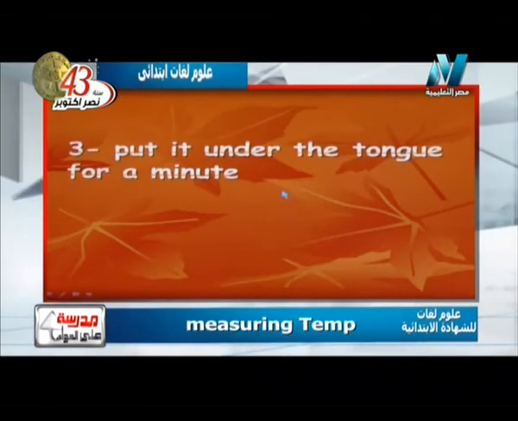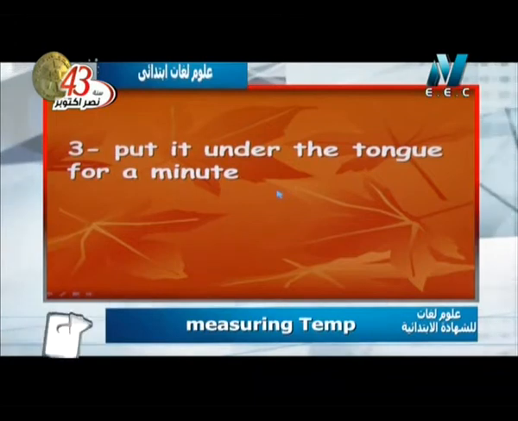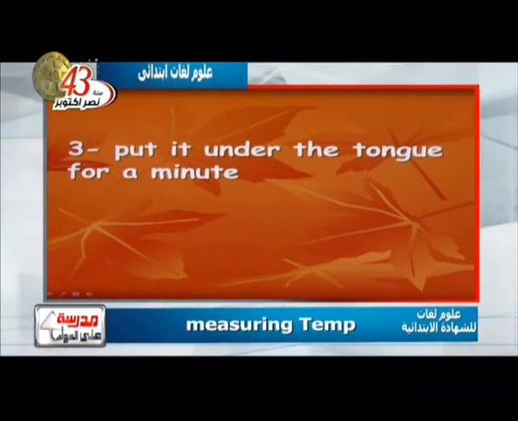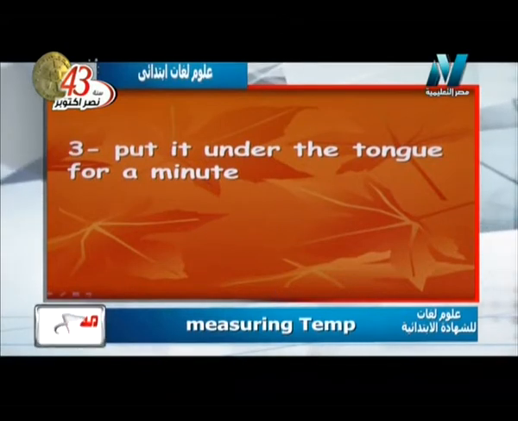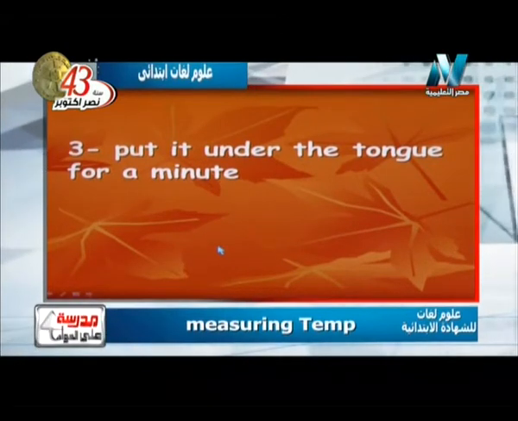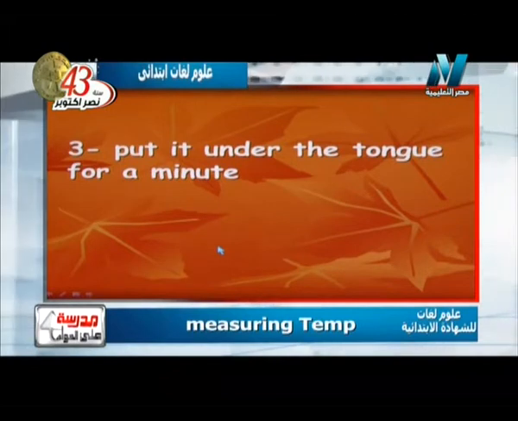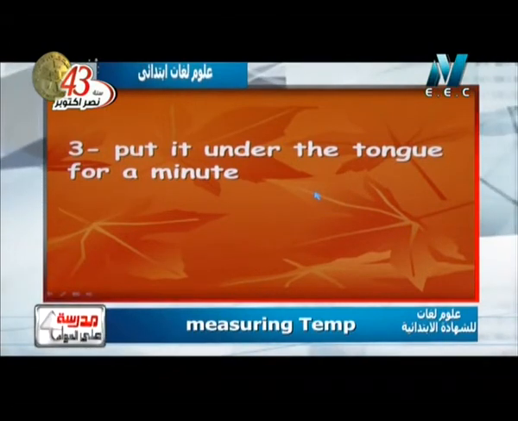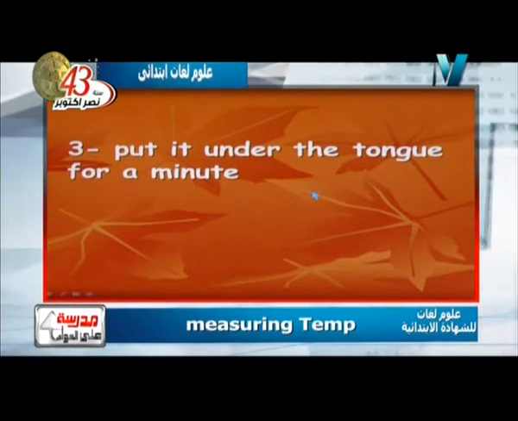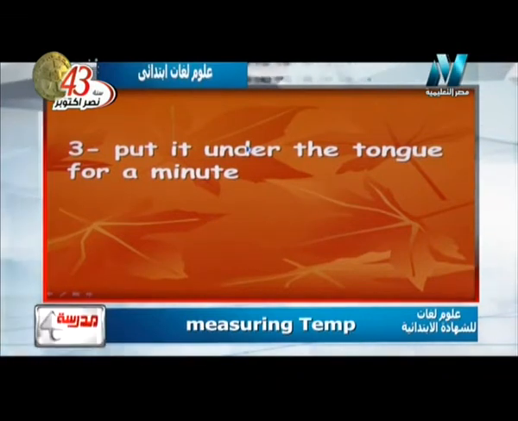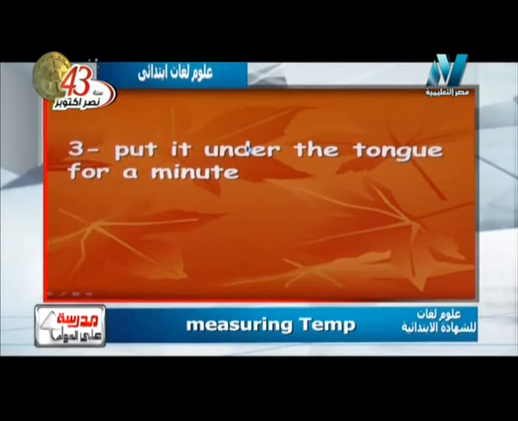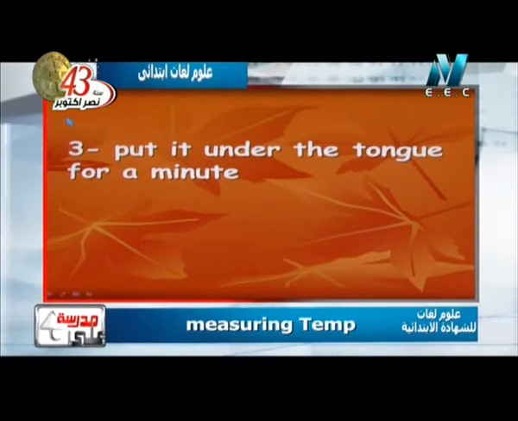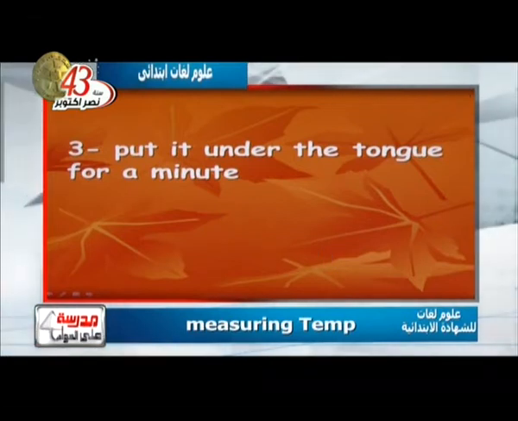Third step, الخطوة الثالثة, put it under the tongue for a minute. Put it under the tongue. حطه أو أضع الثرمومتر ده تحت اللسان. Why under the tongue? Why I cannot put it above the tongue, for example? I cannot put it above the tongue because if it is above the tongue, I measure the temperature of the air inside the mouth. يبقى لازم نحط الثرمومتر under the tongue to measure the temperature of the body by measuring the temperature of the saliva inside your body or the liquid inside your body.